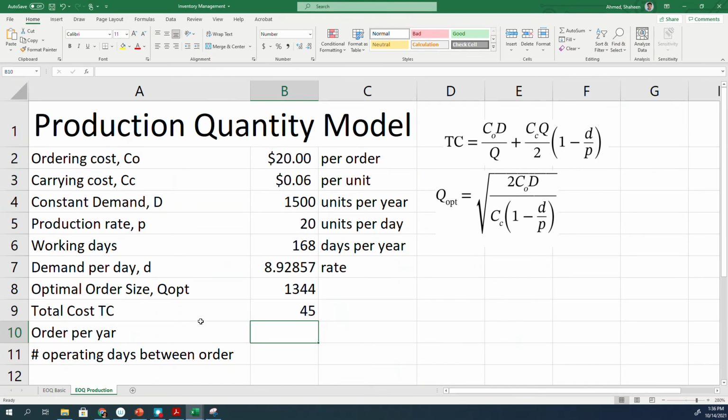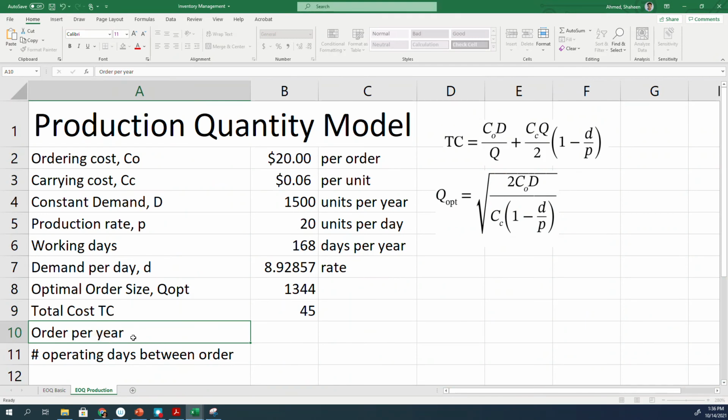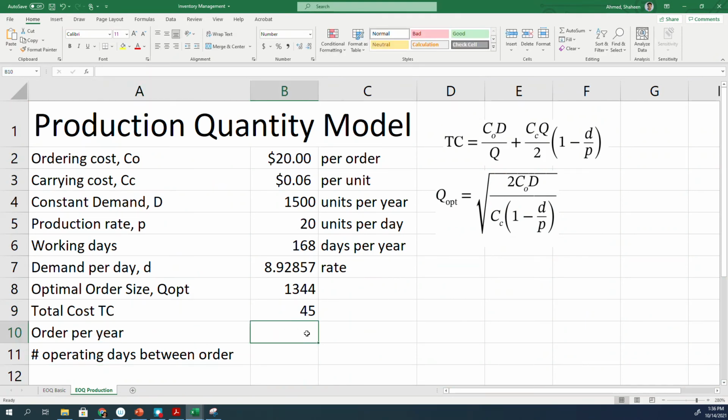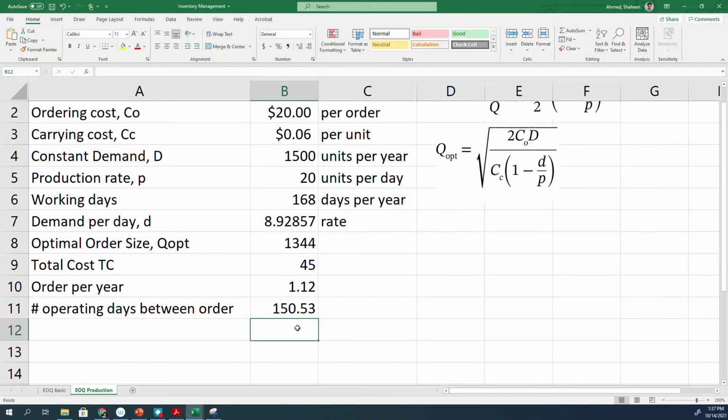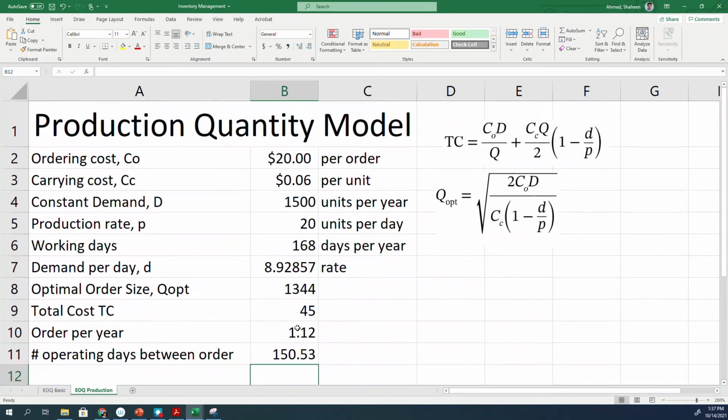Now the orders per year: we need 1500 and we are placing 1344, so that's going to be that divided by that. And then the number of operating days: we are operating 168 days, we are placing 1.12 orders, so we have about 150 days before we place the next order.